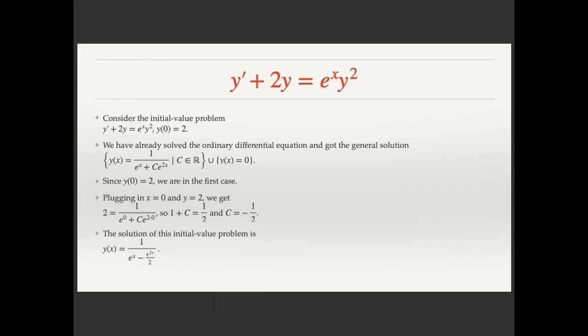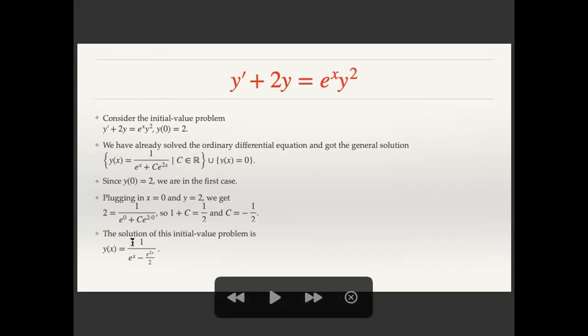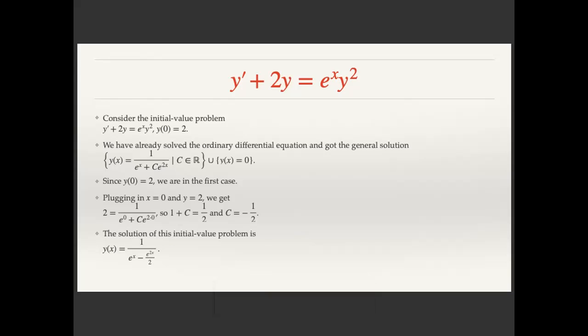So we get that 2 is equal to 1 over 1 plus c, which is the same as saying that 1 plus c is equal to 1/2. So c is equal to minus 1/2. So the solution of this initial value problem is 1 over e to the x plus minus 1/2 times e to the power 2x, which is the same as e to the x minus e to the 2x over 2. And we can, of course, simplify or rewrite the solution a bit further, but this is the particular solution of this equation.